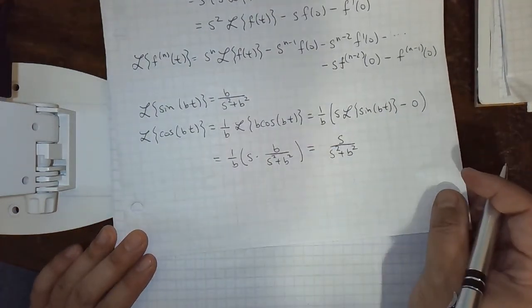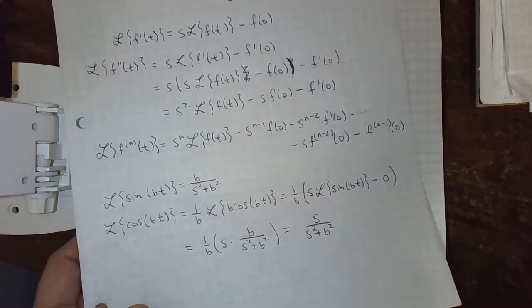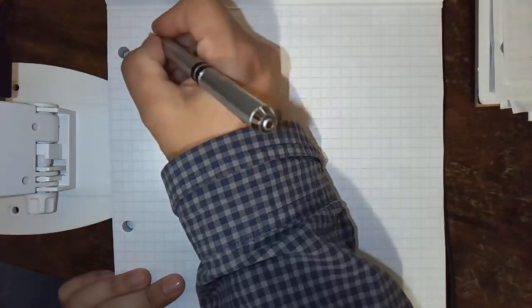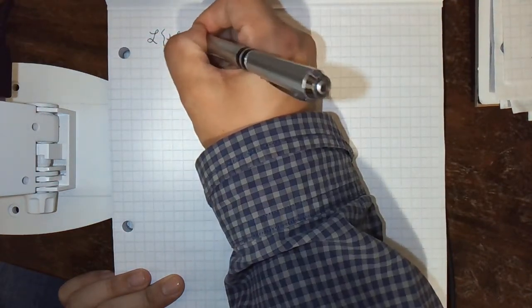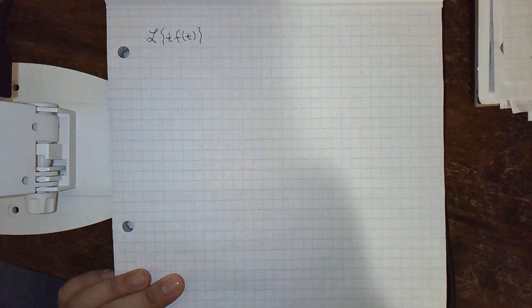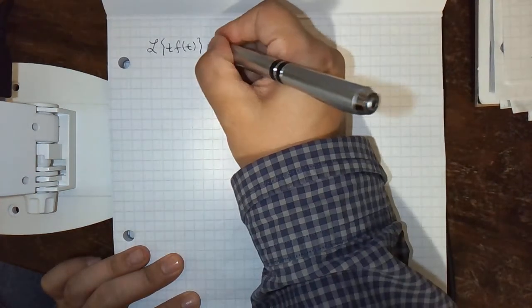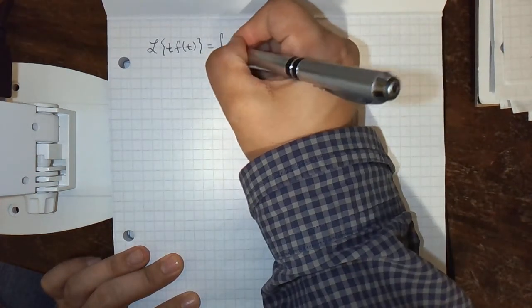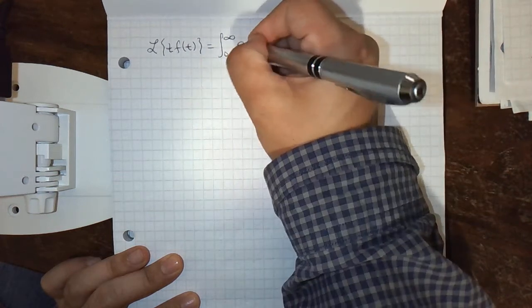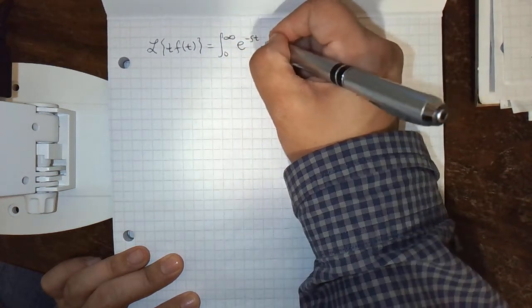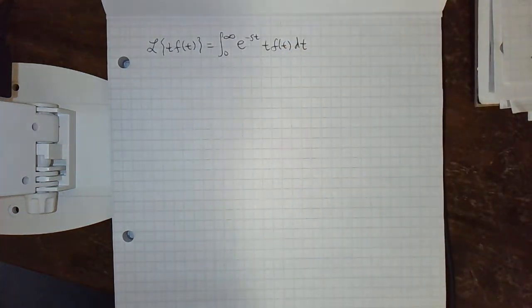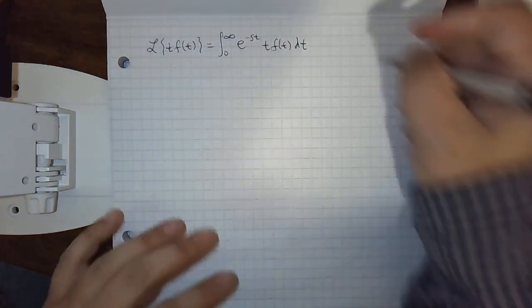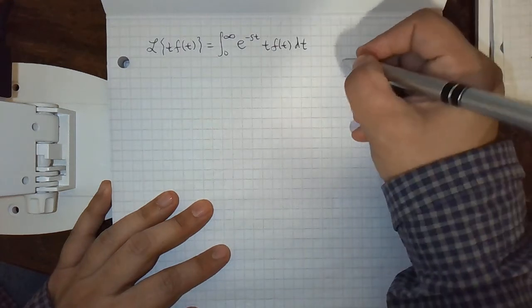Okay, we're actually going to do another property that we didn't do last time, and it'll help us calculate more Laplace transforms. So this is the property for the Laplace transform of t times f of t, given that we know the Laplace transform of f of t. Okay, so we're going to write down the definition again: the integral of e to the minus st, t times f of t, dt. And we're going to do a super sneaky trick. Let's just write this over here.